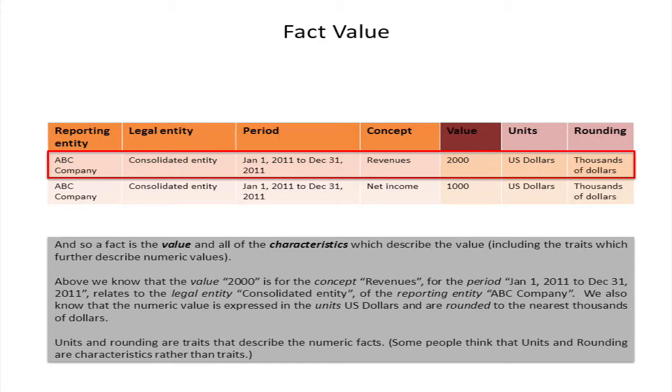So above, we know that the value 2000 is for the concept revenues in the period January 1st, 2011 to December 31st, 2011. It relates to the legal entity, consolidated entity, for the reporting entity, ABC Company. We also know that it's a numeric value and is expressed in US dollars and rounded to the nearest thousands of dollars.